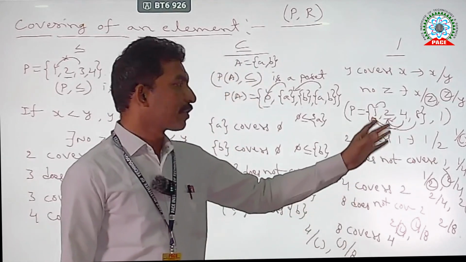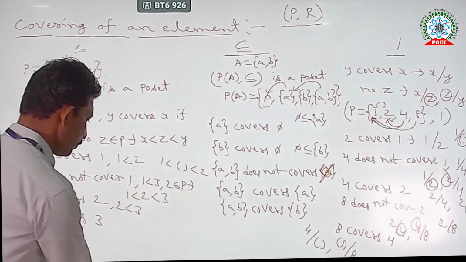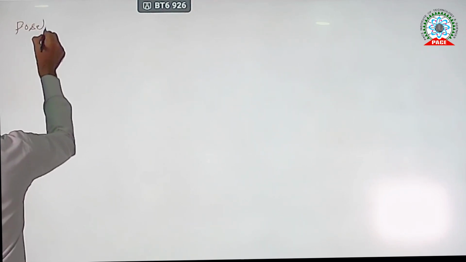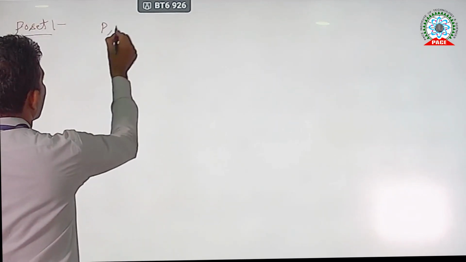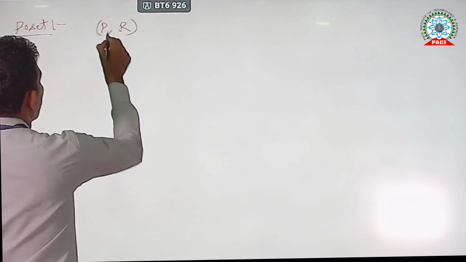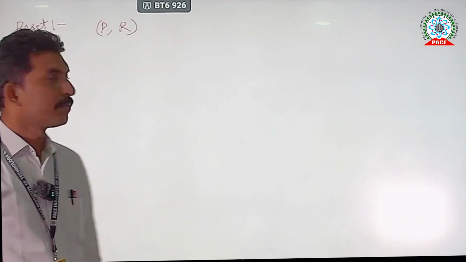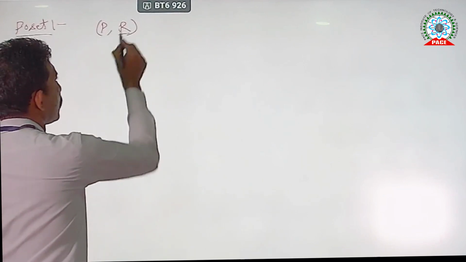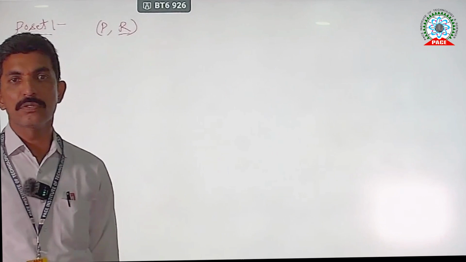Okay. So next one, poset. Poset we already discussed here. A set together with a partially ordered relation on that set is called a poset. So here R is the partial ordered relation, which means reflexive, antisymmetric and transitive.